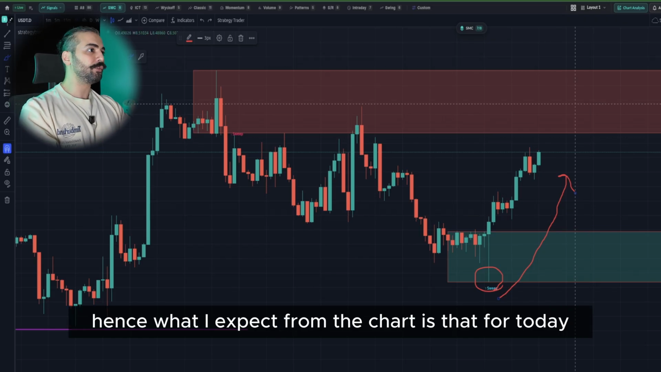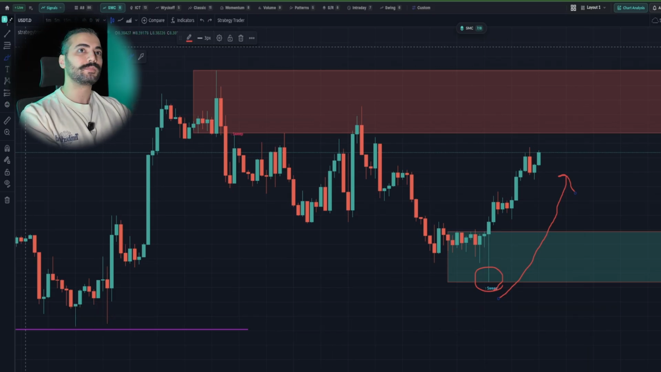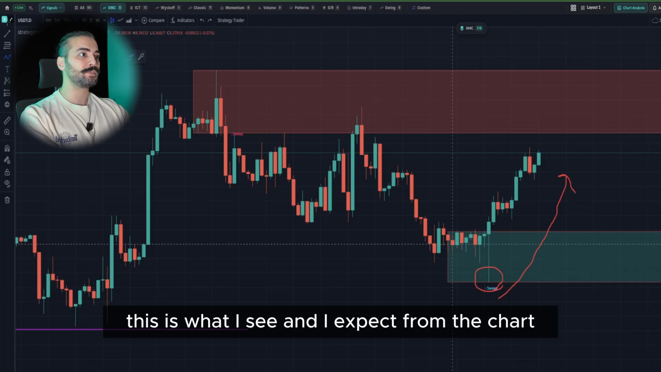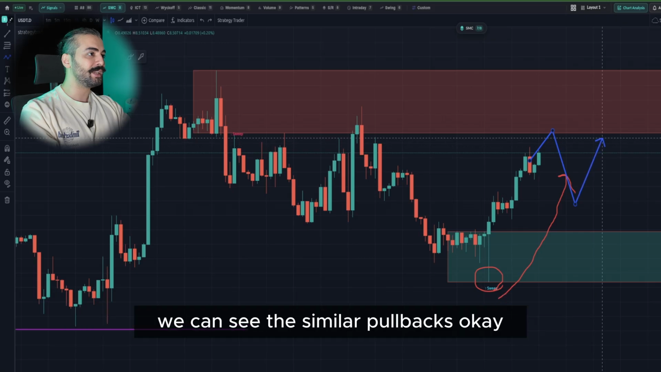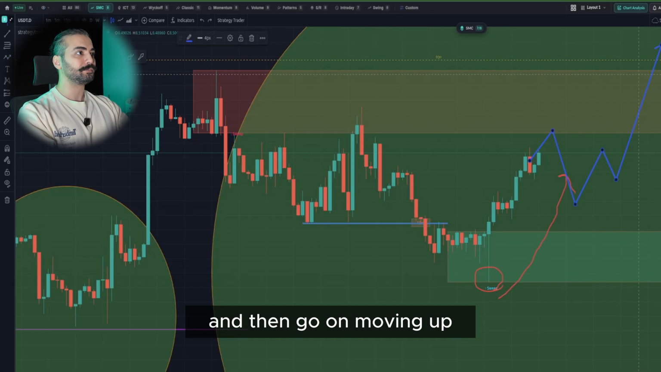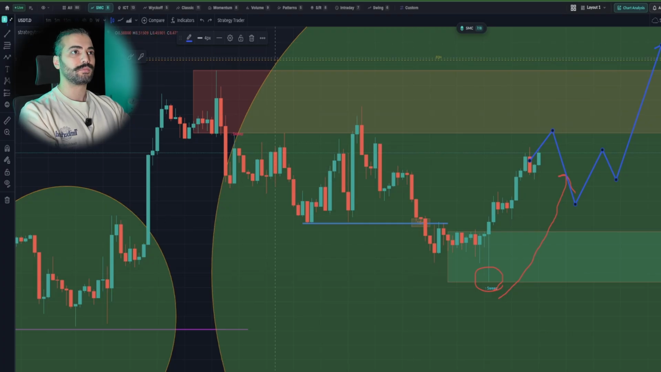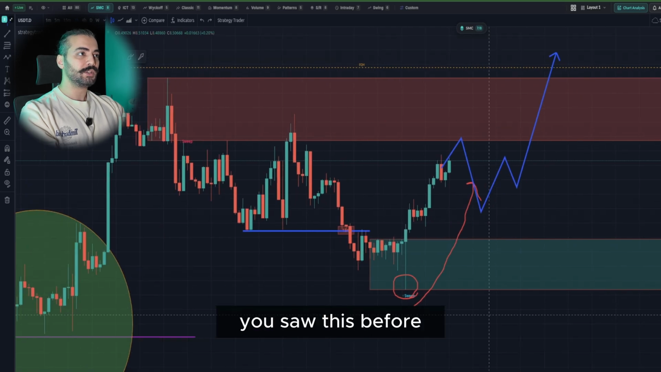It's not just a simple or normal order block. Hence, what I expect from the chart for today is this. We can see similar pullbacks, okay? And then go on moving up. Oh, this is from before. I'm gonna get rid of it. You saw this before.